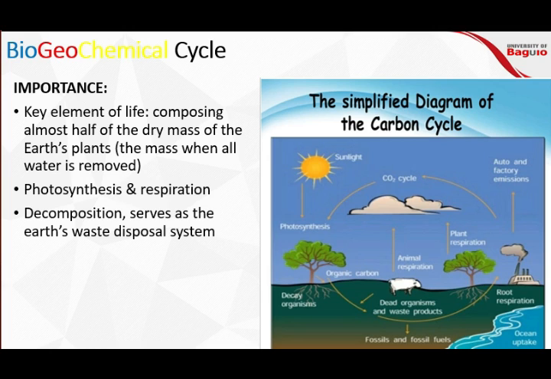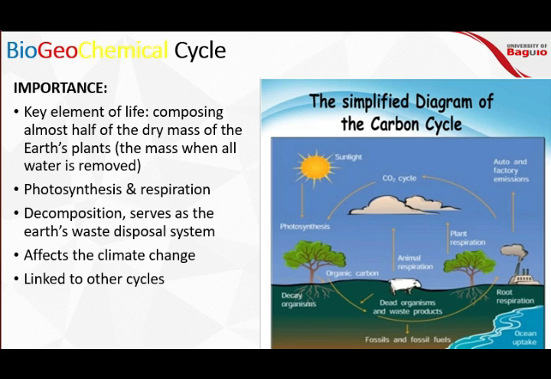And decomposition serves as the Earth's waste disposal system when you talk about this carbon cycle, or when you talk about carbon. Okay, so it serves as the Earth's waste disposal system, and it also affects climate change. We have mentioned before that if there is too much carbon dioxide within our atmosphere, it will probably contribute to what we call climate change. Okay? Or there will be an effect on our climate.